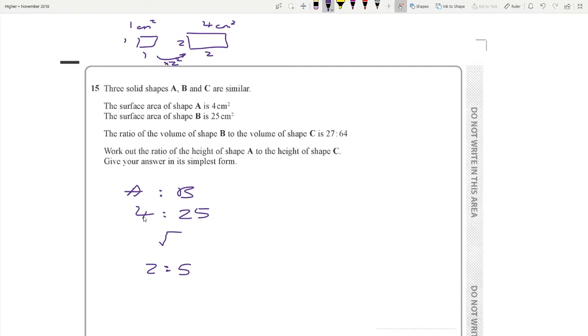That's the ratio of A to B. Then we're told that the ratio of the volume of B to C is 27 to 64. Now if you want to work out one length, the opposite of cubing is cube root. So the cube root of 27 is 3, and the cube root of 64 is 4.